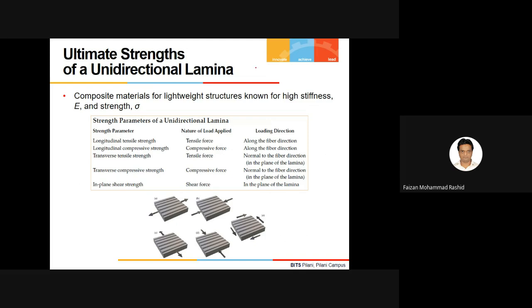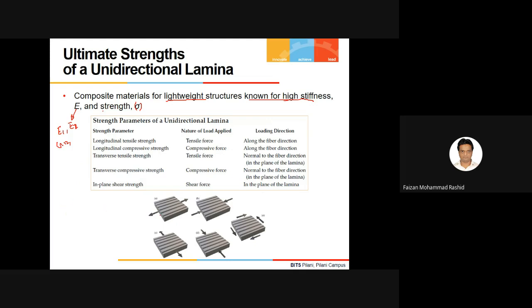Okay, so what is there in the composite material? They are known for their lightweight. In spite of that, they have high stiffness and strength. When stiffness comes, it means the E1 value, E2 value, then G12 is there, and strength. Strength means what is the maximum stress it can bear. It is not an isotropic material like iron or steel or aluminum alloy, where in all directions you will have similar strength.